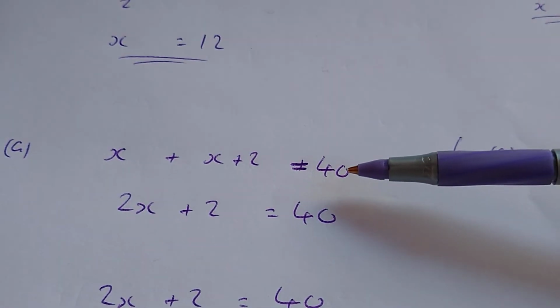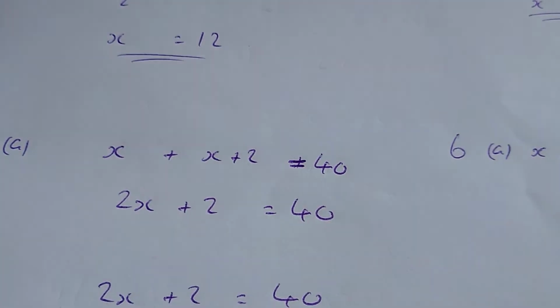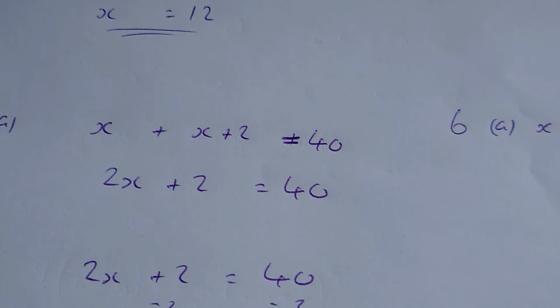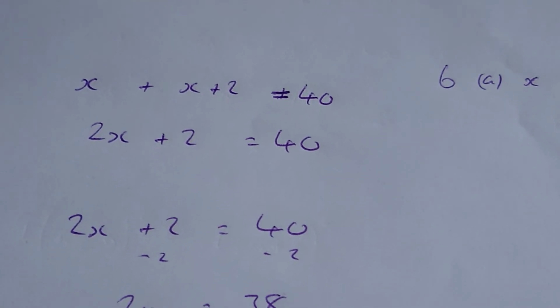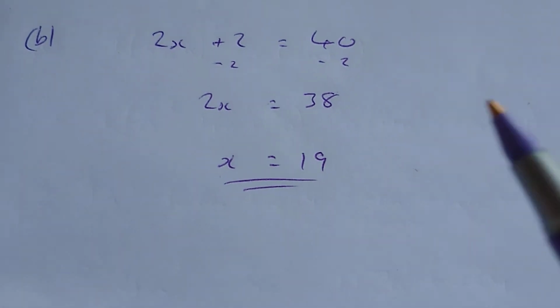And we're told that in total their ages add up to 40. So we know X plus X is 2X. So 2X plus 2 equals 40. That is the equation form. That's a tricky part. Now if we've gone through lesson 1, we should be reasonably fine with this part.